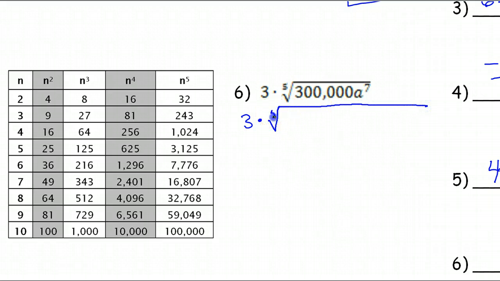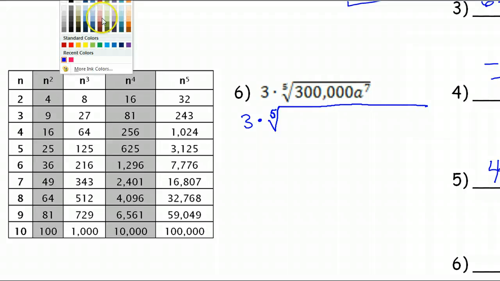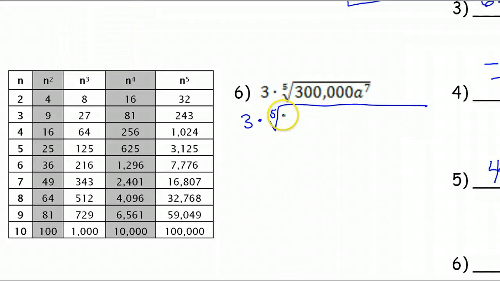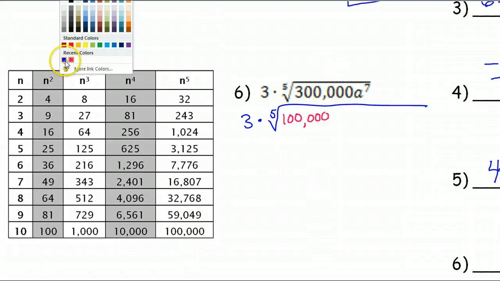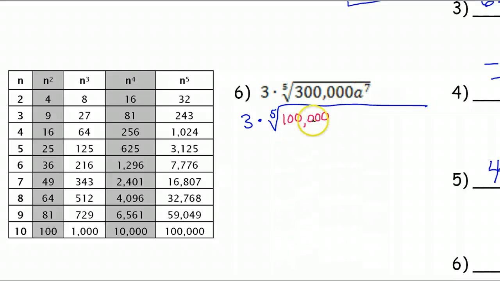Okay, so we're doing 5th root. Obviously 300,000 is going to be 100,000 times 3. So we will go ahead and put our 100,000 in pink because that is on the list and it will reduce. So we will factor 300,000 as 100,000 times 3.